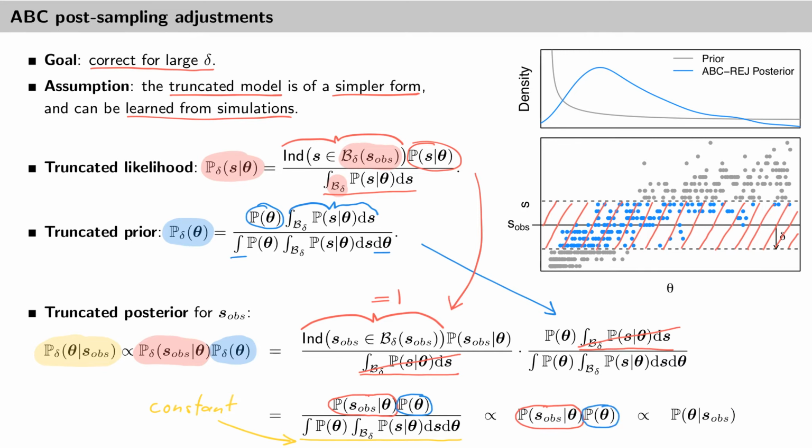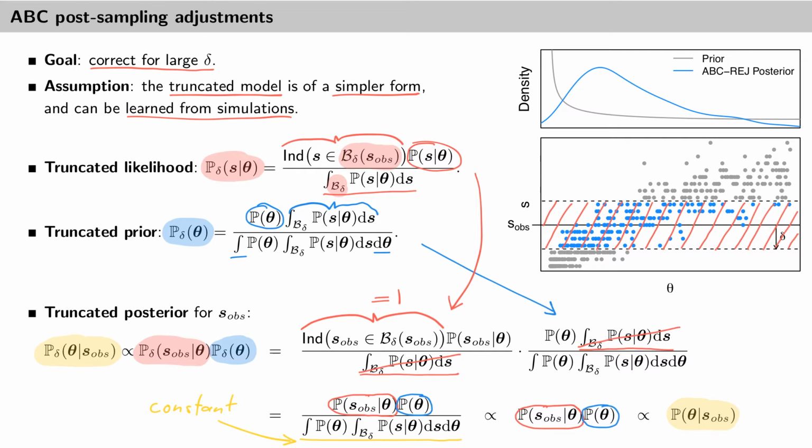And since this in turn is proportional to the full posterior distribution, it implies that the truncated posterior distribution for S observed actually matches exactly the full posterior distribution at S observed. Or in other words, if we knew the truncated likelihood and the truncated prior, we could actually obtain the full posterior distribution given the chosen summary statistics. And this really motivates this idea of ABC post-sampling adjustments. What they aim at is to actually learn the truncated likelihood and learn the truncated prior from the accepted simulations, and then to make use of those to improve the estimate of the posterior distribution.